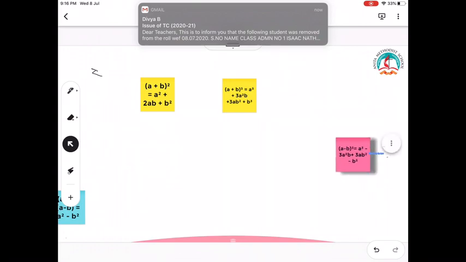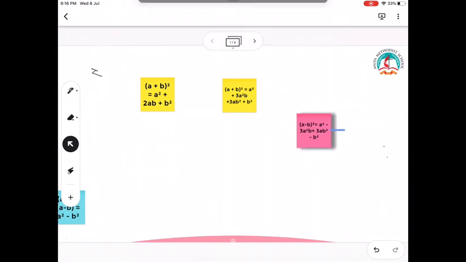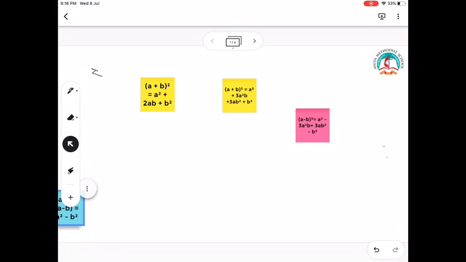Now, Yuvraj. Next one. (a - b) the whole cube is equal to what? What is (a - b) the whole cube? a cube minus 3a square b plus 3ab square minus b cube. Excellent.